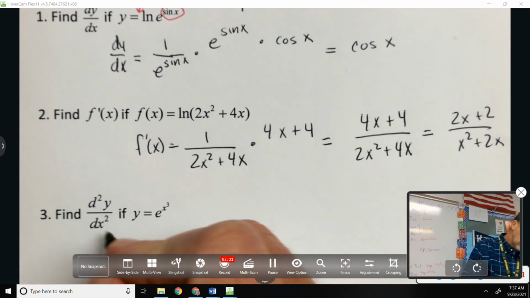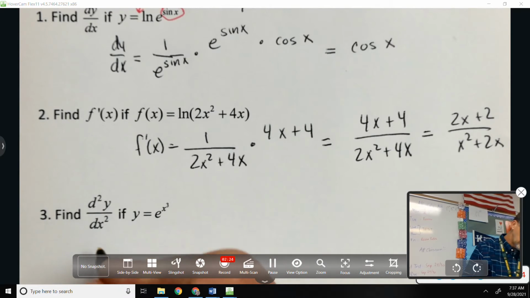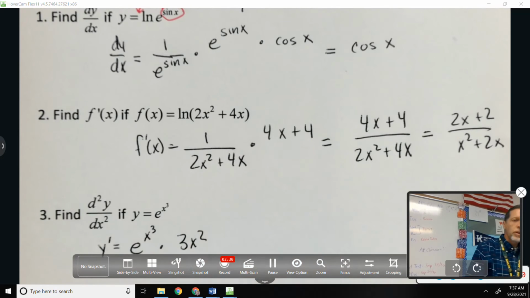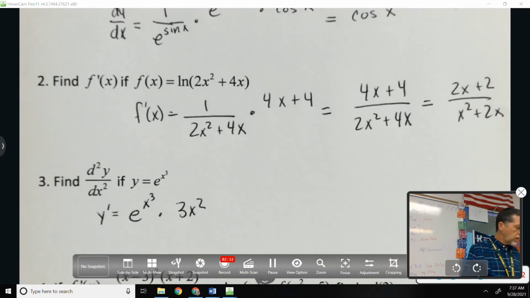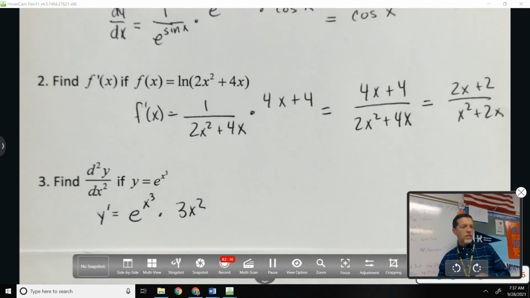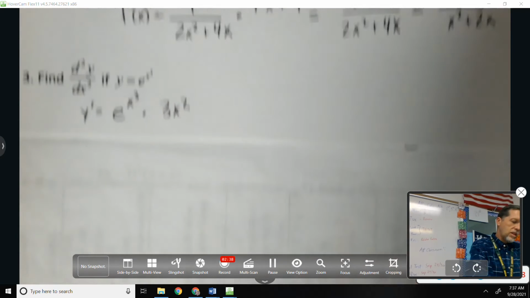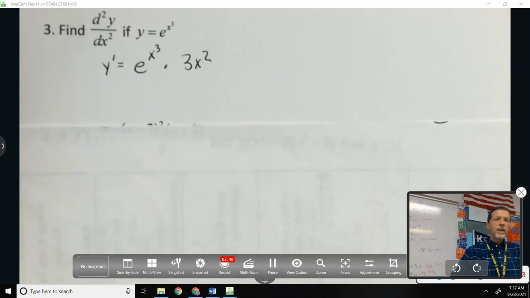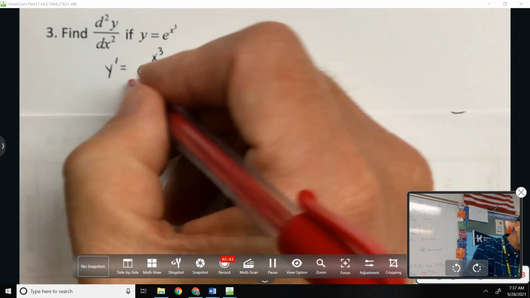Number 3, find the second derivative. Okay, so first derivative would be e to the x cubed times 3x squared. So first derivative, pretty straightforward. Second derivative, what's it going to take to do the second derivative? What rule am I going to need? Product rule.